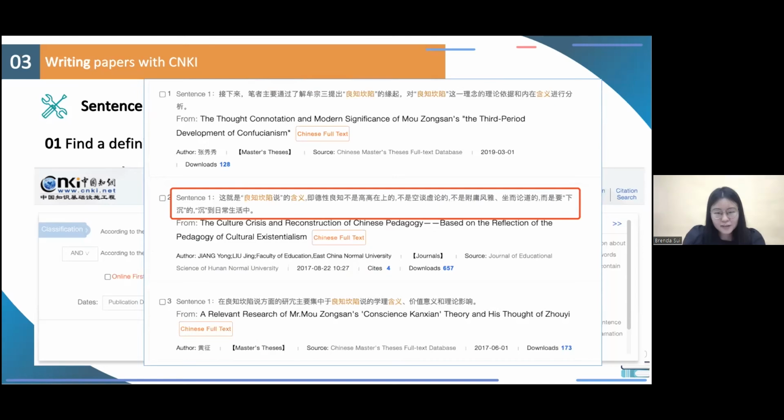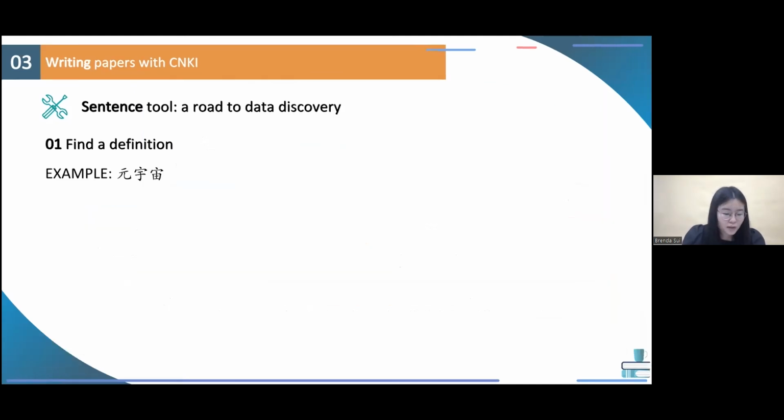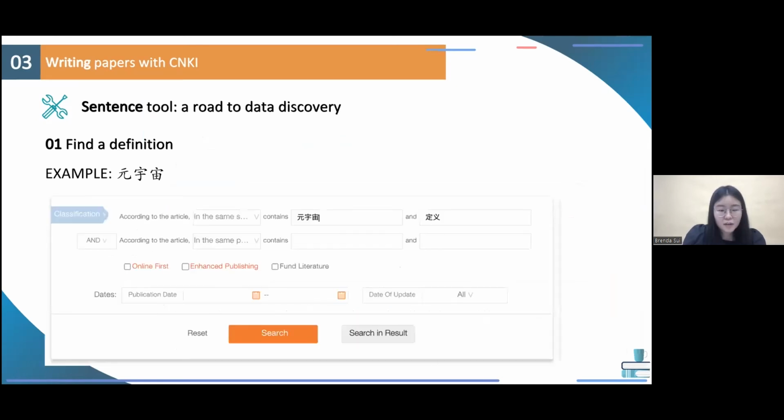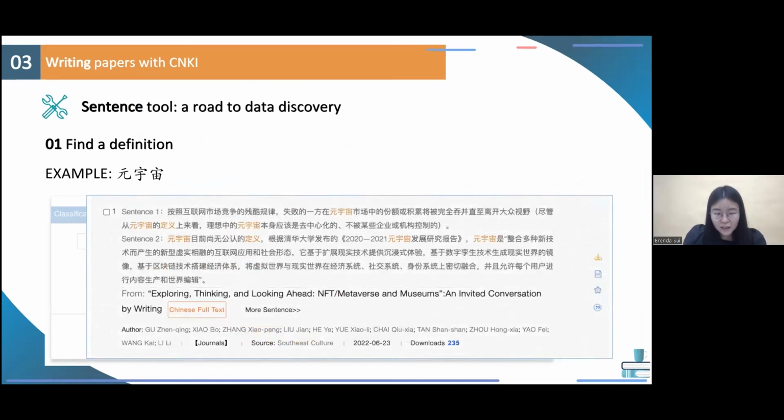By using this sentence tool, we can find definitions for some very recent terms, such as meta-universe and things like that. Same, we input 元宇宙 in the first blank and 定义 in the second, and click, and we will have a general idea of what meta-universe is.